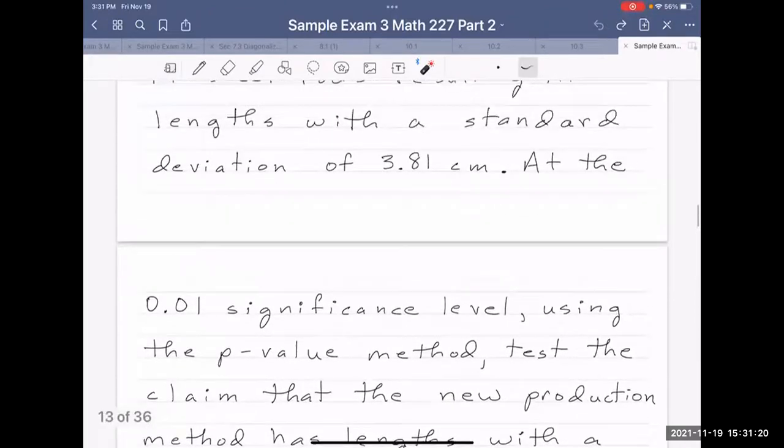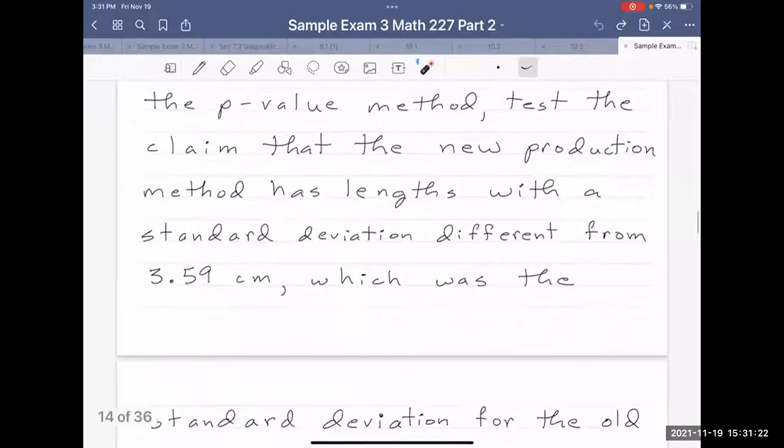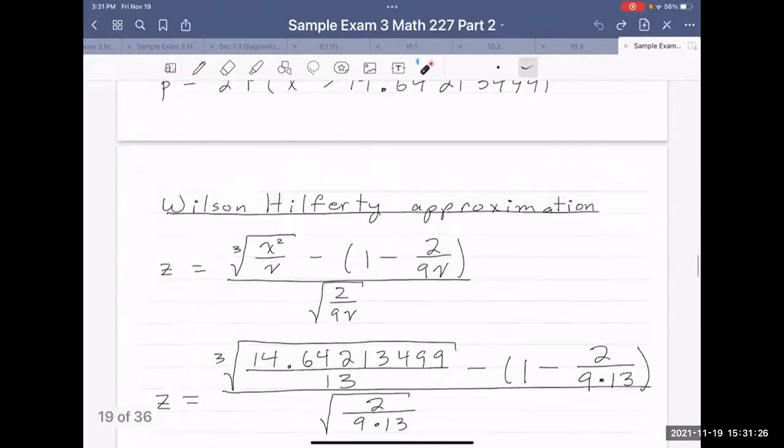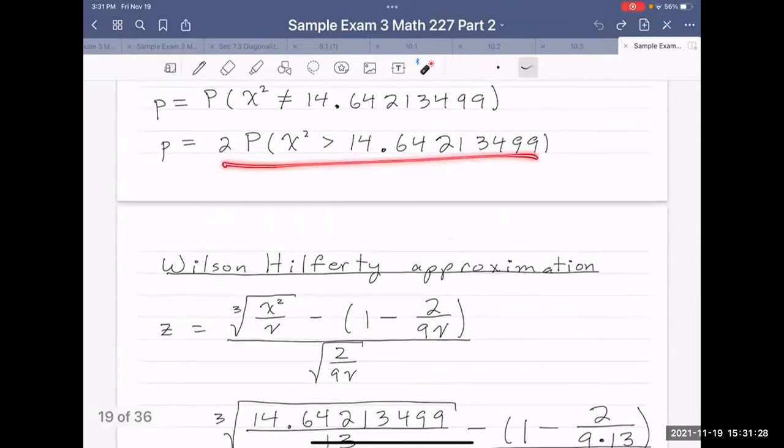No, they don't. I could plug this into my calculator. It's because later on I do it on my calculator. So I want to show you at least how to do this using the Wilson-Hefferty approximation.